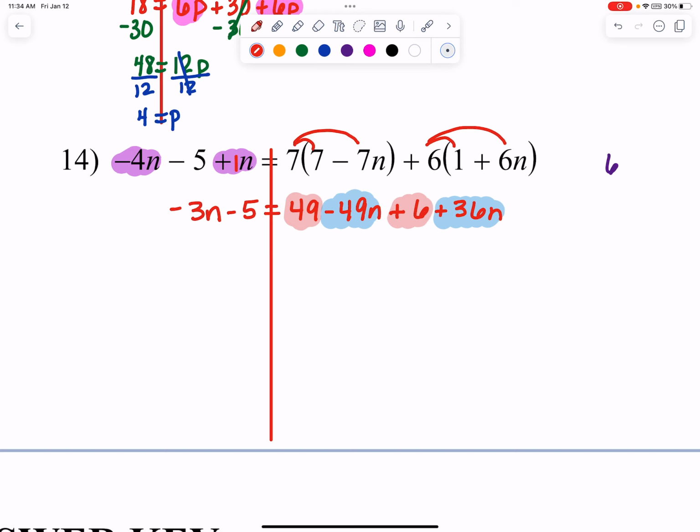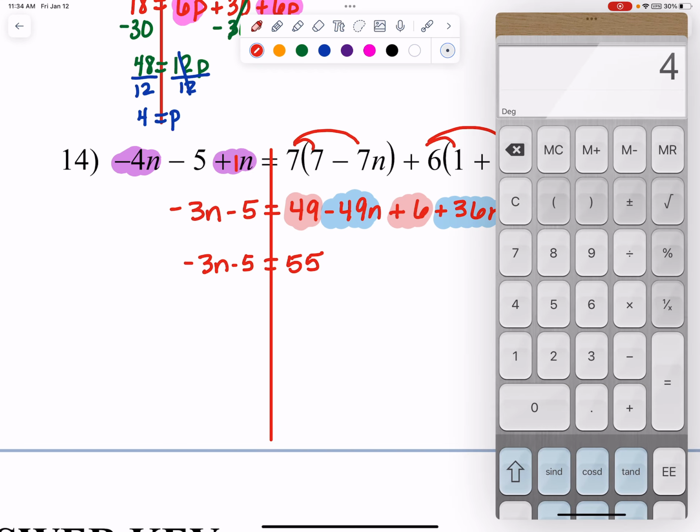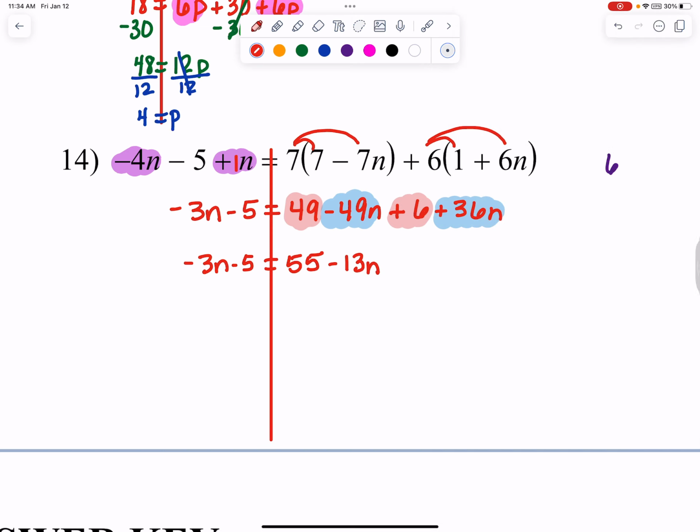Okay, so we're going to do a rewrite here. We have -3n minus 5 equals, and let's get these terms combined. So 49 plus 6 is 55. Okay, and then we have a -49 and a +36. Different signs subtract. 49 minus 36. Keep the sign of the bigger number. Minus 13n. Okay, all right, so there we go. You can see how combining like terms comes into play with these as well now.